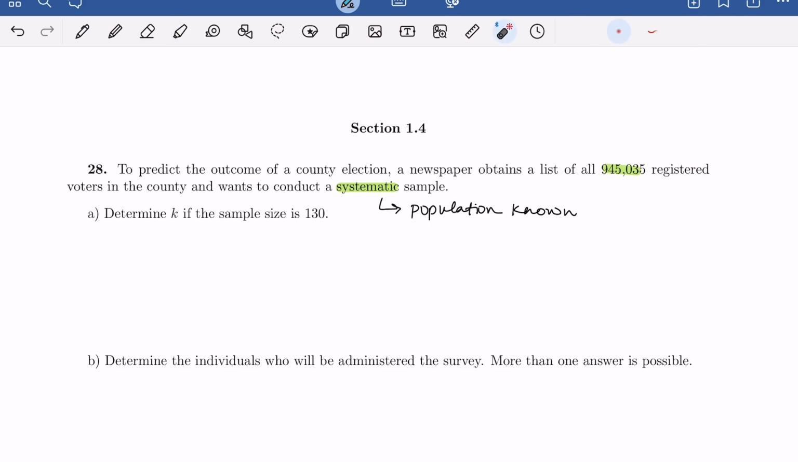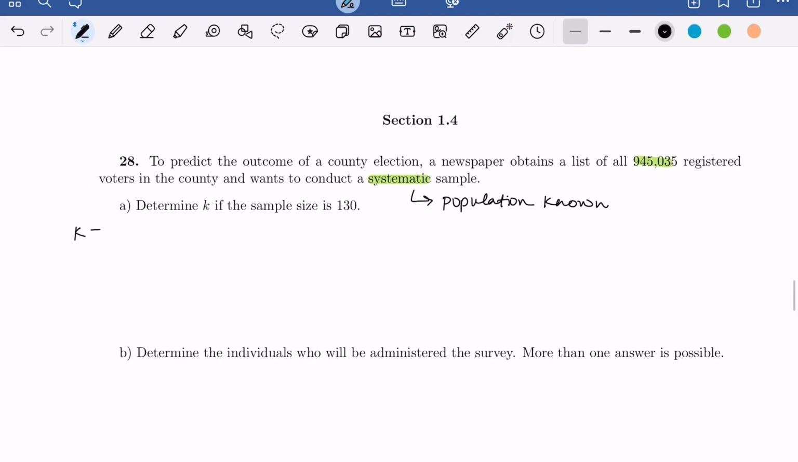So for part A, we want to determine K if the sample size is 130. Now remember, K is going to be this value here. We have capital N over lowercase n. It's going to be the ratio of the entire population N to the sample size lowercase n. So just to be clear what these values are. All right, so we want to figure out what K is. K is going to be this ratio.